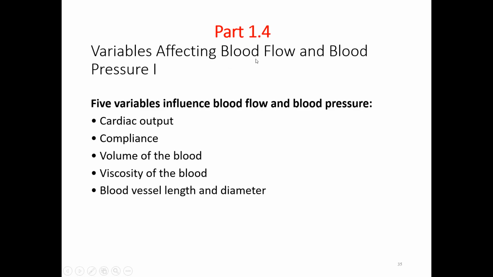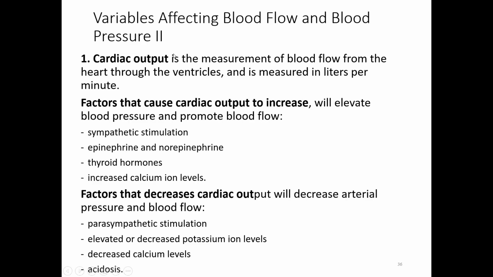Now, what can affect blood flow and blood pressure? There are 5 variables influencing blood flow and blood pressure: cardiac output, compliance, volume of the blood, viscosity of the blood, and the length and diameter of the blood vessels. First of all, cardiac output. It's the amount of blood from the heart through the ventricles. How much blood the heart pumps, and it's measured in liters per minute.